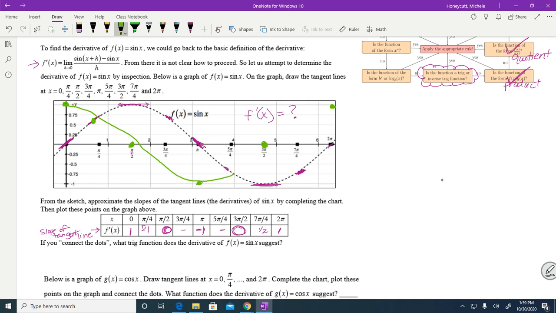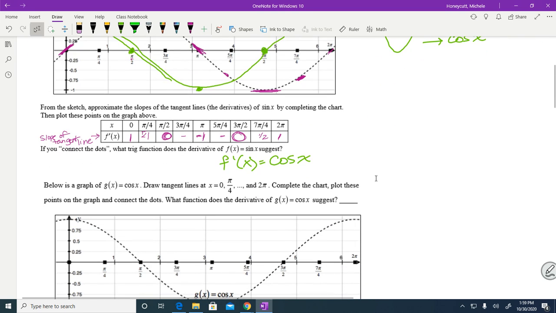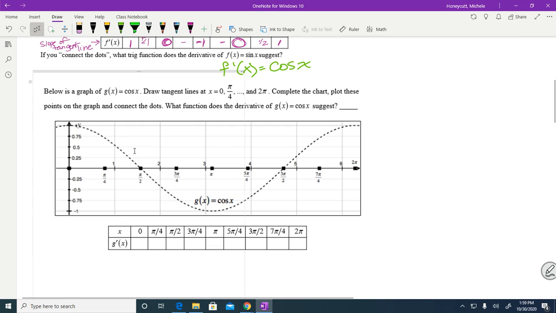I'm getting another wave. Does anybody recognize that graph? The graph that starts high and goes low, and it's not quite sine. Oh, that looks like cosine. So the derivative of sine is cosine. Okay, we will remember that. And for reference, here's a picture of cosine.